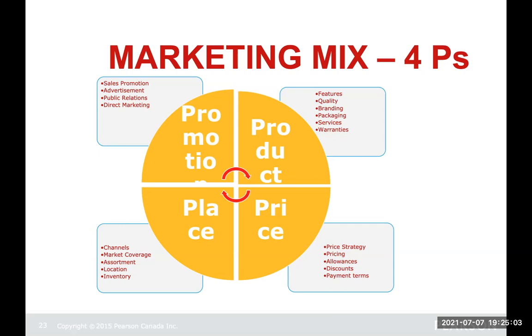And the place now is where the kinds of platforms that are used to, for example, advertise or to promote the product. And the promotion now includes all the different tactics that are done to get the word out, quote unquote. So you have sales promotion, you have advertising, you have public relations, you have direct marketing, you have digital marketing as well, which is not there.